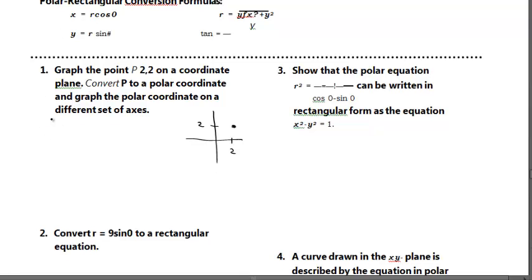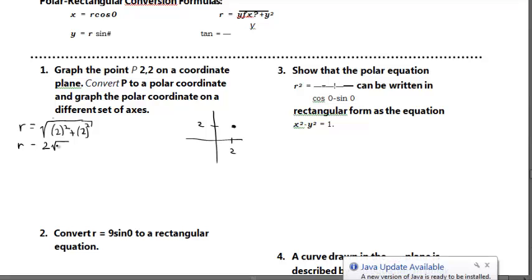So we're converting to r and theta from x and y. As seen from above, the radius is going to be the square root of the sum of the squares of the coordinates of the rectangular point. Summing that, we're going to get square root of 8, and when we simplify, we're going to get 2 radical 2.